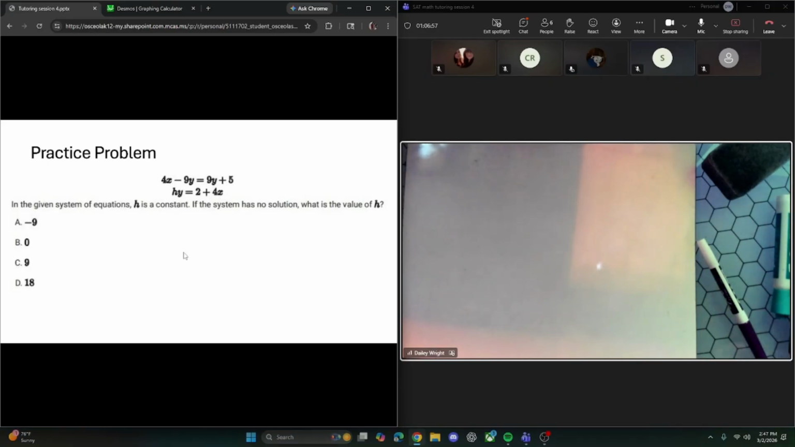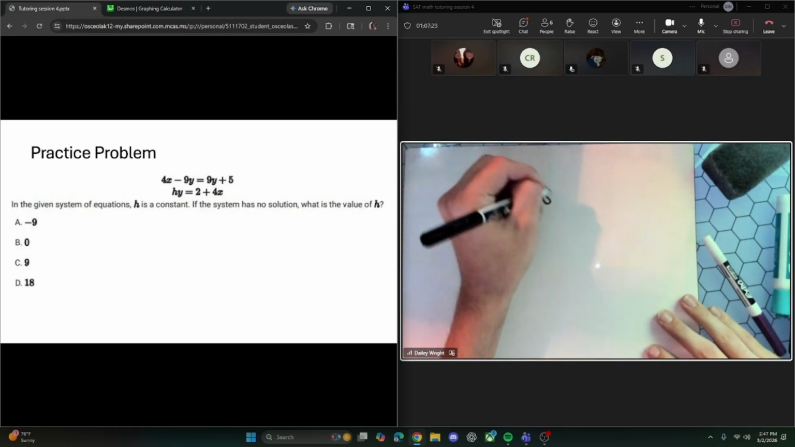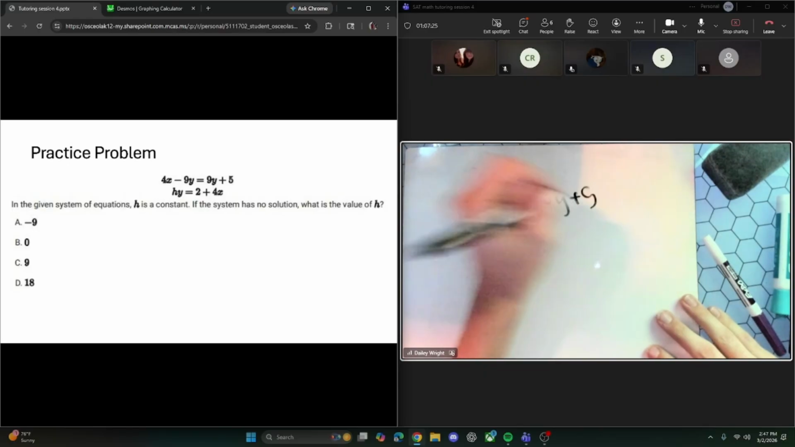In the given system of equations, h is a constant. If the system has no solution, what is the value of h? So I'm going to make both of these easier for me to see. The second equation is already simplified as much as it can be, so I'm going to try to put the first equation in y equals constant plus x form. So I'm going to add over that 9y. It's going to give me 18y plus 5.